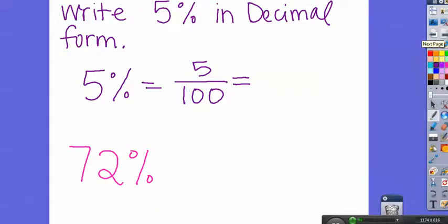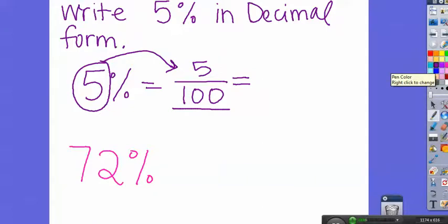Now I want to look and see if I can write a percent as a decimal. So if I have 5%, we know from earlier that we put this 5 as our numerator and we put it over 100, and now we know that we can convert a fraction to a decimal. So 5 over 100, or 5 hundredths, all you have to do is say it and write it in decimal form, would look like 5 hundredths.